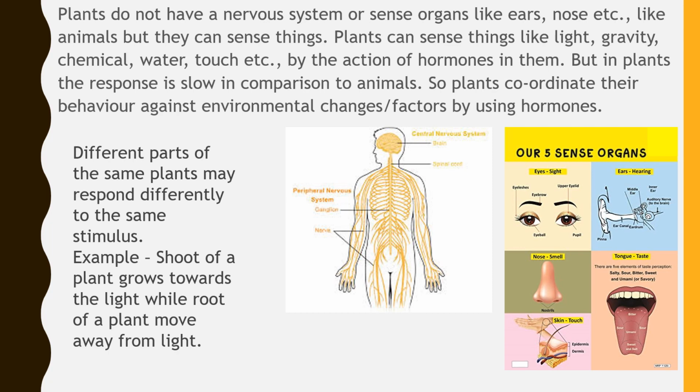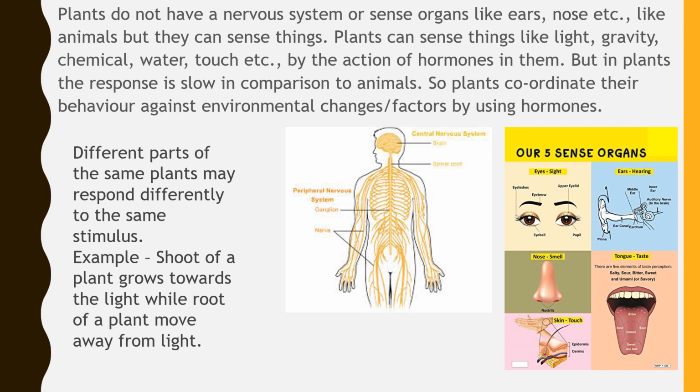Plants do not have a nervous system or sense organs like ears, nose, etc. like animals, but they can sense things. Plants can sense things like light, gravity, chemical, water, touch, etc. by the action of hormones in them. But in plants, the response is slow in comparison to animals. So plants coordinate their behavior against environmental changes or factors by using hormones.